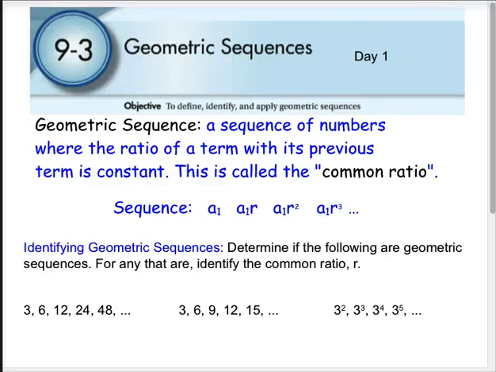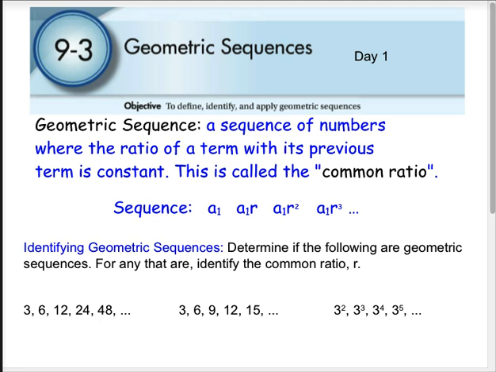So today we are diving into a new type of sequence. In the past two lessons we've talked about arithmetic sequences, sequences you get by adding the same thing to every single term. Today we're introducing a new idea, something called a geometric sequence. A geometric sequence is a sequence of numbers where the ratio of a term to its previous term is constant. This is called the common ratio.